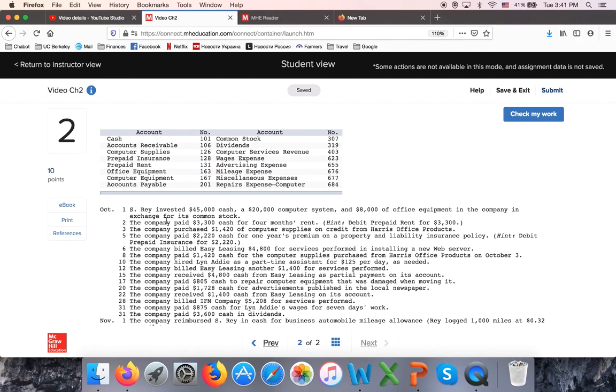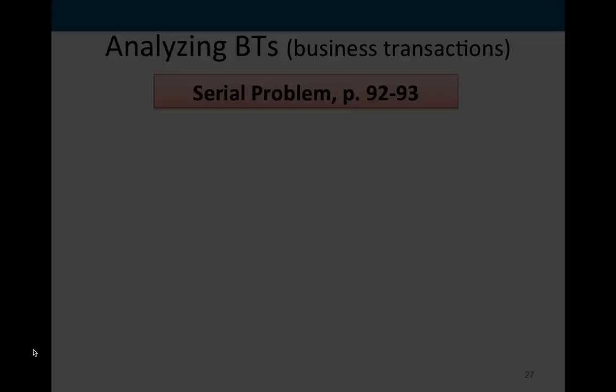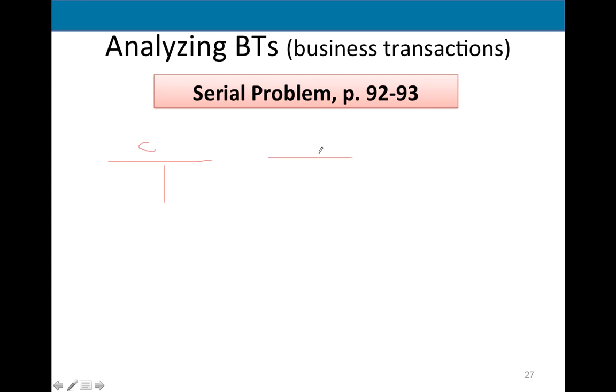The company, or we, paid 3,000 cash for 4 months rent. Not 3,000, 3,300. So again, if I go right here, and this is October 2nd, this is a transaction which just impacts two accounts. It doesn't matter, by the way, which account you list first when you do T accounts. So I will list cash first, and then prepaid rent second. Prepaid rent.